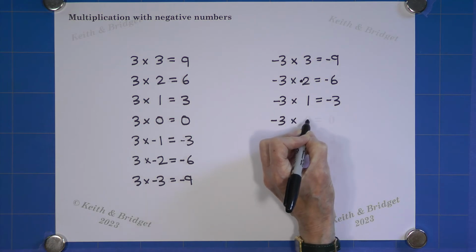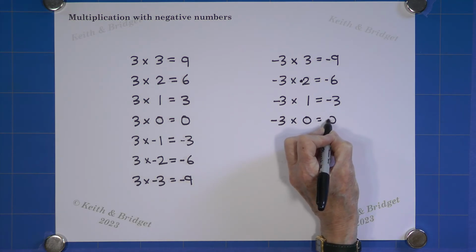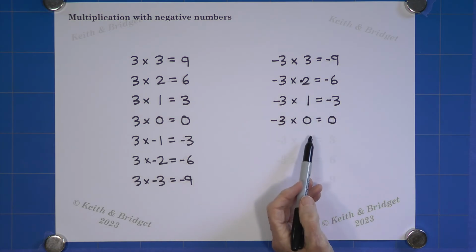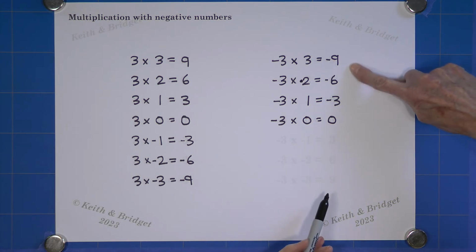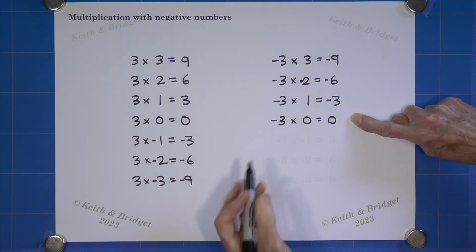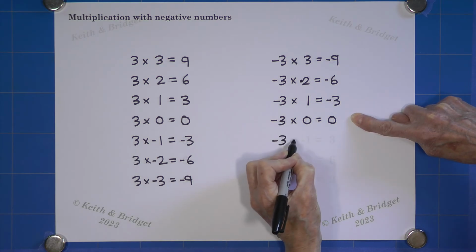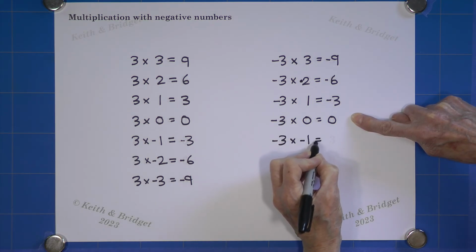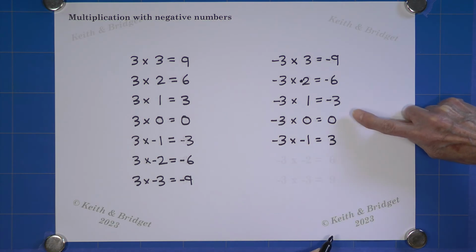Take that one down again. As these are coming down by 1 each time, these are going up by 3 each time. Let's do the next logical step. So that is going to become 3.